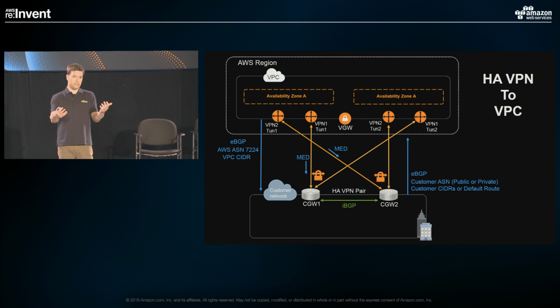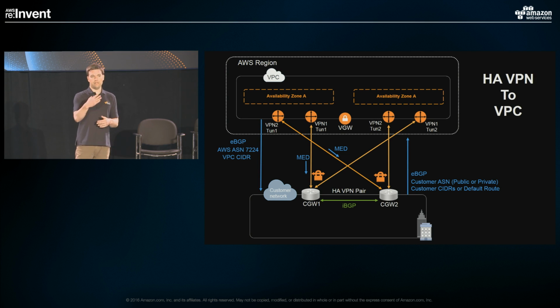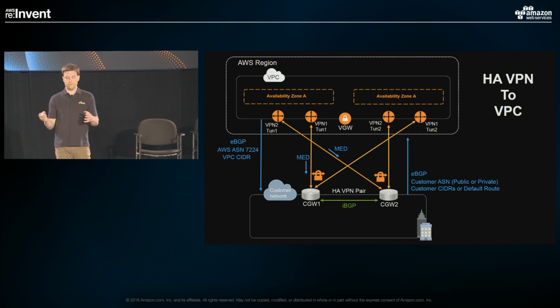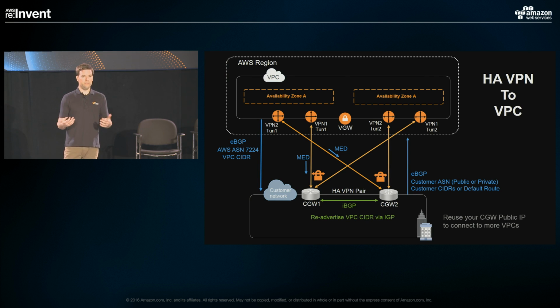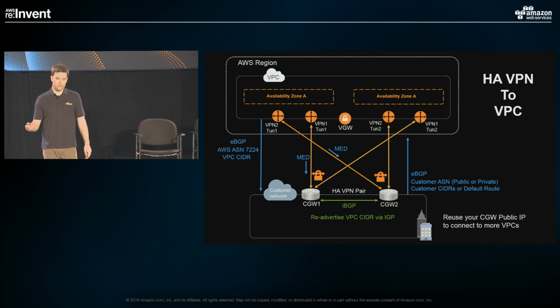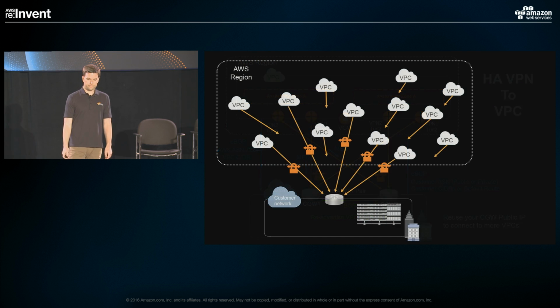And you can do the same to us. If you want your traffic to prefer one CGW over the other, you can do the same. You can send up to us either MEDs, or you can send up AS path prepending to favor one side or the other. And then obviously you would re-advertise the VPC CIDRs that you're learning from the VPC into your internal network through whatever IGP protocol you might be using on your corporate network.